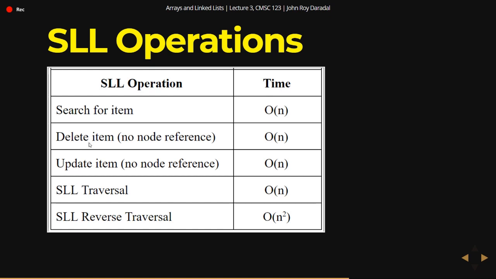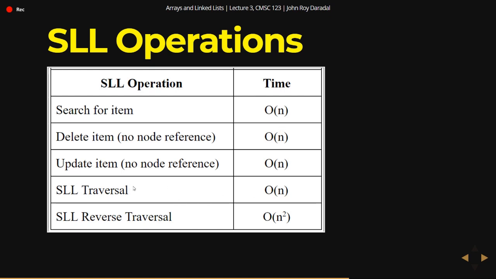The same is true for deleting and updating an item without any node reference. So if you don't know which node the item that you want to delete or update is in, you will have to look for it again. So it's similar to searching. It's also O of n or linear time.